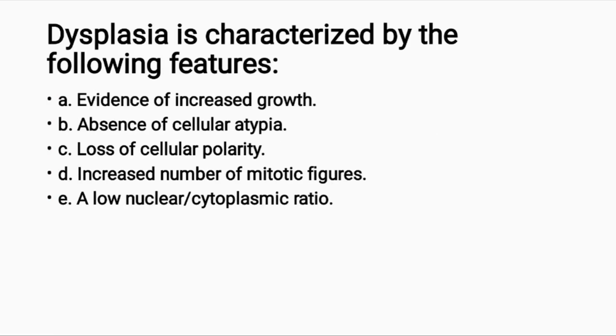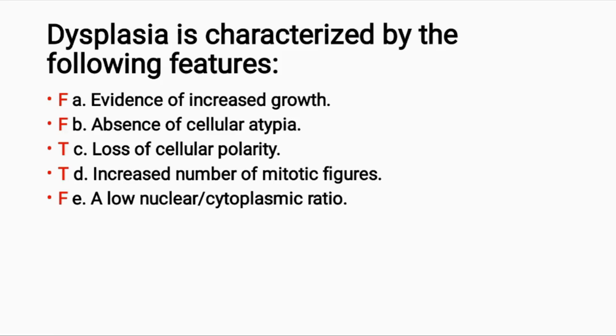Dysplasia is characterized by the following features. A. Evidence of increased growth. B. Absence of cellular atypia. C. Loss of cellular polarity. D. Increased number of mitotic figures. E. A low nuclear cytoplasmic ratio. The answer? So, C and D are true. Loss of cellular polarity and increased number of mitotic figures are characteristic features that we see in dysplasia.